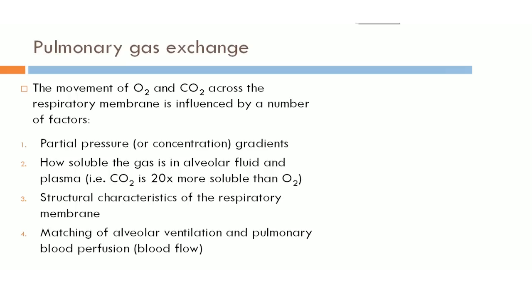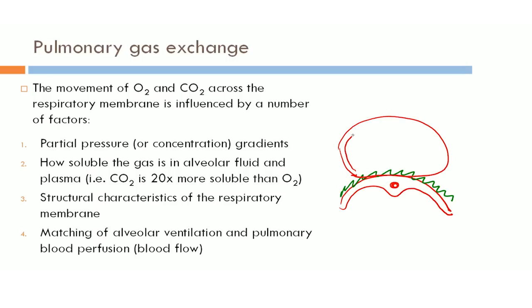So let's have a look at how this happens. The movement of oxygen and carbon dioxide across the respiratory membrane is influenced by a number of factors. So let's just draw this up again. Say we've got our alveolus here, lined by our type 1 cell predominantly. And then we've got our fused basement membrane in between. And then we've got our endothelial cell wrapping its way around the edge of our blood vessel, which is going to have some little red blood cells in it. Okay, a couple of different shaped red blood cells in there. So we've got our alveolus here and our capillary there.